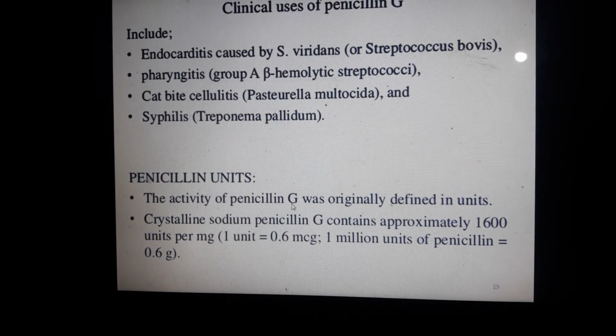Penicillin units: we have originally defined units. So we have crystalline sodium, which is the salt content, and penicillin G contains 1,600 units per milligram, or 1 unit is 1.6 micrograms, or 1 million units equals 0.6 grams. So that's why I told you that penicillin G has a unit of measurement of almost 1 million units.